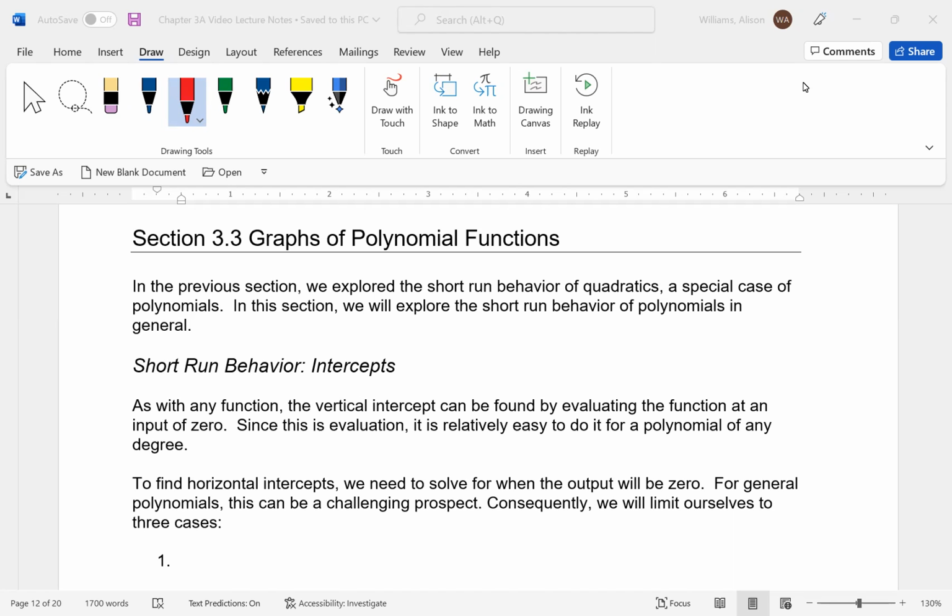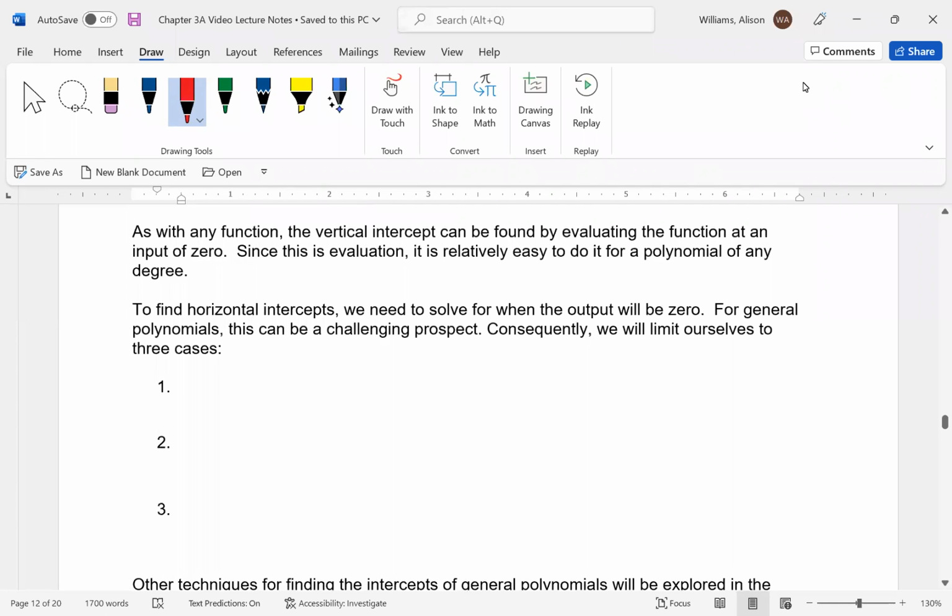Just like with the quadratic functions, we want to find the horizontal and vertical intercepts. Vertical intercept, that's easy. You plug in 0 for our input. But horizontal intercepts, those are a little bit more complicated. So we're going to limit ourselves really to 3 different ways of looking at them. The first is the easiest, and that's when the polynomial is given to us factored.